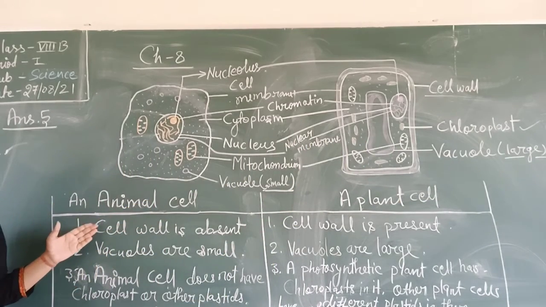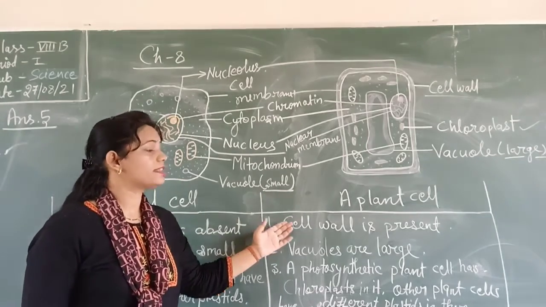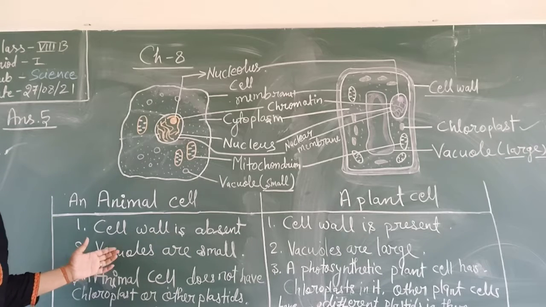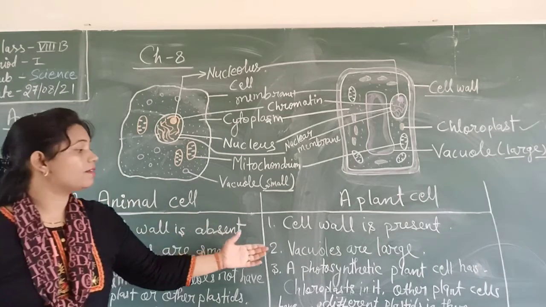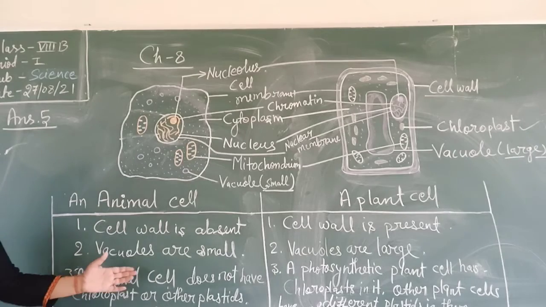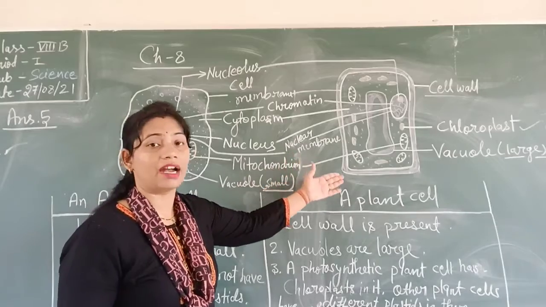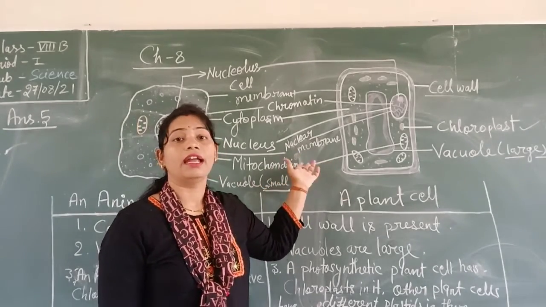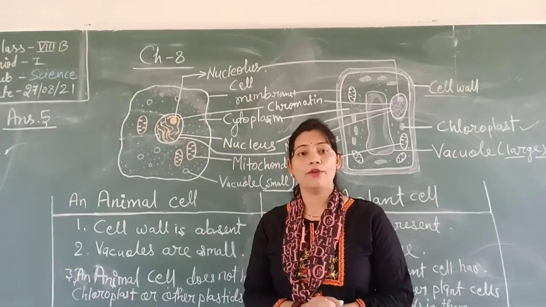So in an animal cell, cell wall is absent, and in a plant cell, cell wall is present. In an animal cell, vacuoles are small in size, and in a plant cell, vacuoles are large. In an animal cell, chloroplast is absent, and if we are talking about plant cell, then chloroplast is present in plant cell. And which type of plant cell? Which are photosynthetic. So students, I hope you have understood.